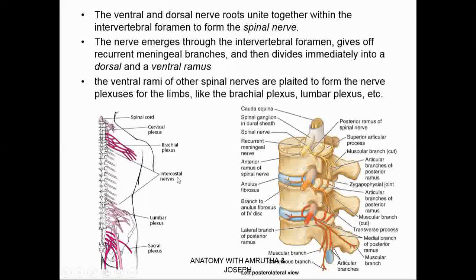But in some areas, like in the neck region and in the lumbar and the sacral region, the ventral rami form a nerve plexus which supplies the limbs. For example, brachial plexus, which is formed in the cervical region and the thoracic region, supplies the upper limb. Lumbar region, sacral region, lumbosacral plexus, supplies the lower limb. So remember here, the plexus are formed by the ventral ramus of the spinal nerve. Dorsal ramus does not participate in that.